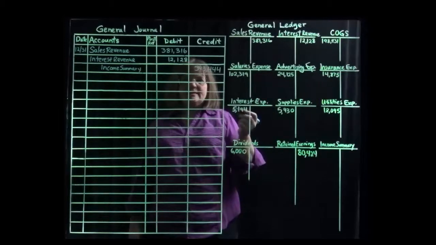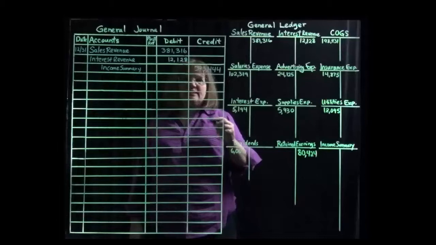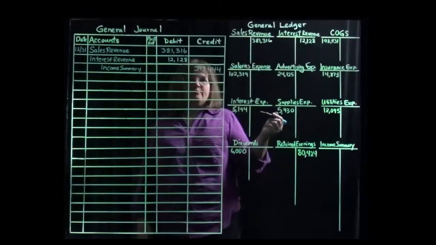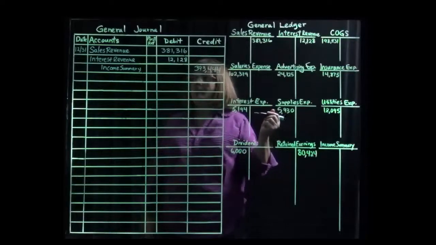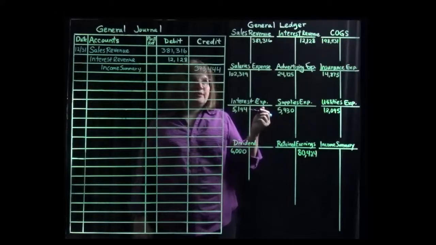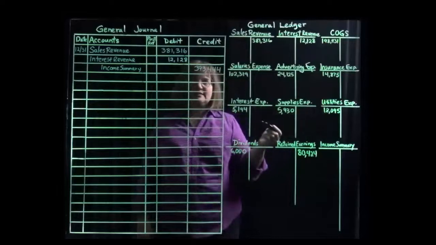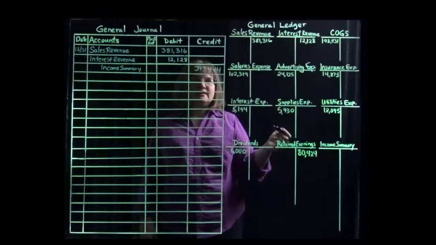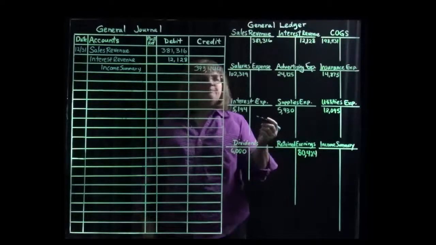If our company didn't use an income summary, we would have simply credited retained earnings here, and then retained earnings would end up being increased for the revenues. Our second closing entry is to close our expense accounts. We look at our expense accounts and notice that each of these expense accounts has debit balances. To close those then, we need to credit the expense accounts, and we're going to debit that income summary.